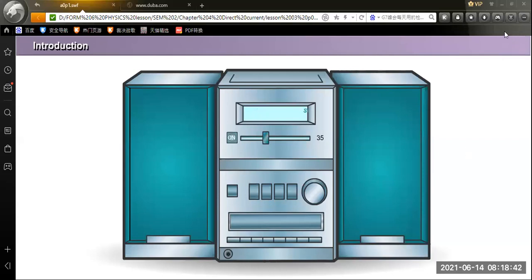Let's look at the slide. The slide shows a radio. This radio is still in off mode. So what happens when we press the on button? Let's observe what happens to the radio.